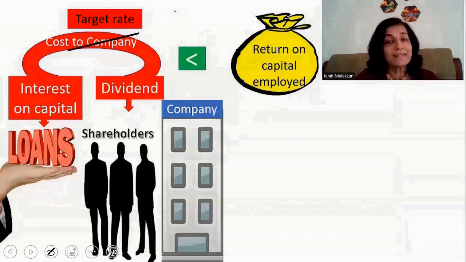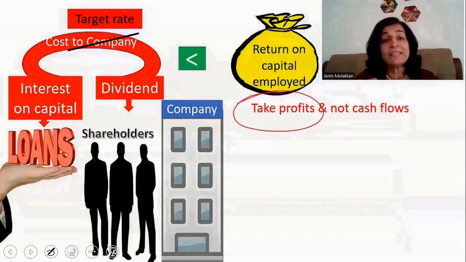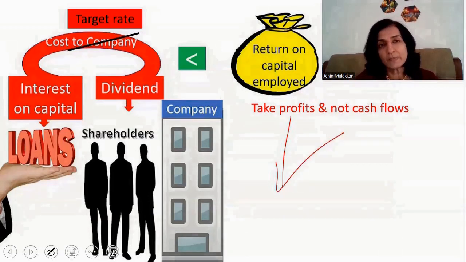And for every investment opportunity, the company will ensure that the return on capital employed is greater than this target rate. Now, in this method, always bear in mind that we always evaluate based on the profits and not on the basis of cash flows. Now, this profits requires a bit of explanation.